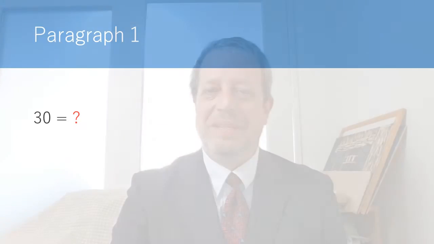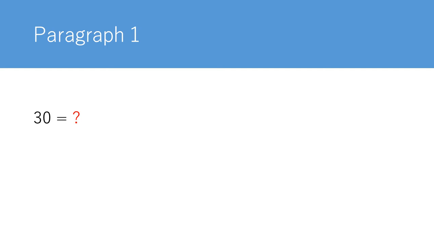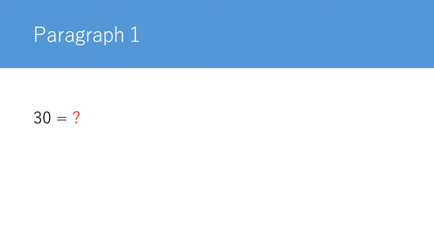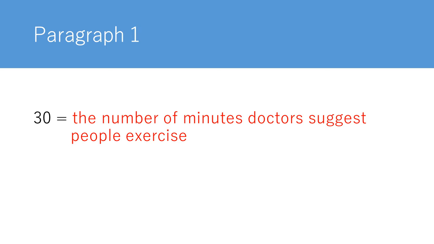Let's try another question, also a number question. This time, I'm asking about the number 30. The number 30 appears in paragraph 1. What's the meaning? You know what to do. Pause, find that answer, and come back when you're ready. Here, number 30, it is the number of minutes that doctors suggest people exercise.